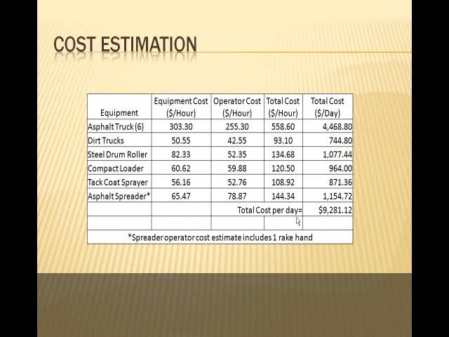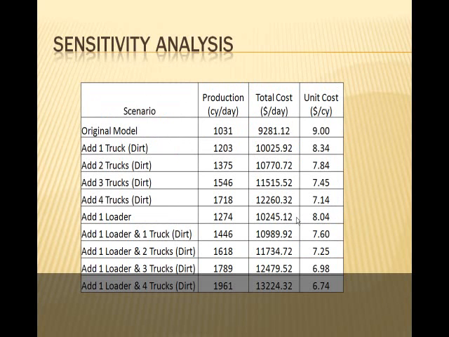After calculating the production rates, the cost estimation was done to compare equipment costs, operator costs, and total cost. The sensitivity analysis included ways to optimize our model. We used a trial and error approach and calculated the new production rates, the new total cost, and the new unit cost. And here you can see in our table where we put in different scenarios to compare the production rates and the unit costs to see how they vary based on the scenarios.